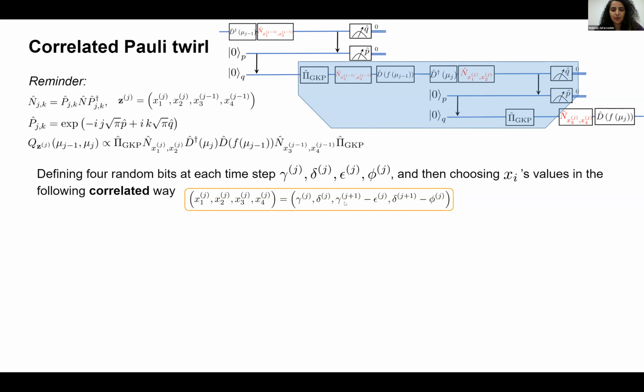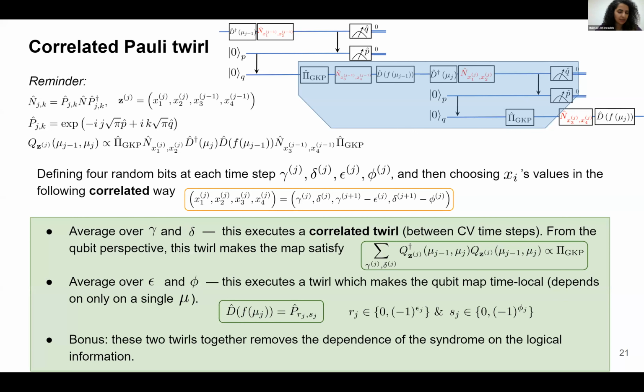What we get by this choice for the x's, or for the centers of the envelopes, is that if you average over gamma and delta, that will perform a correlated twirl between CV time steps. And from the qubit perspective, what that twirl does is it makes the map satisfy this property, meaning that Q dagger Q, if you average over gamma and delta, is proportional to the identity or the GKP projector. But this proportionality depends on mu's, so we cannot average over mu's. That's what leads us to do another average, and that's the average over epsilon and phi.